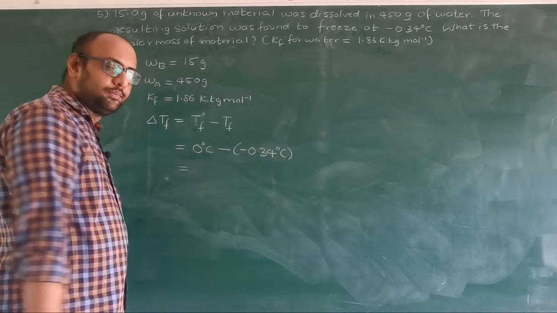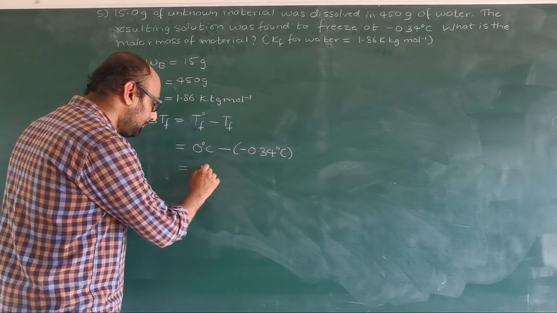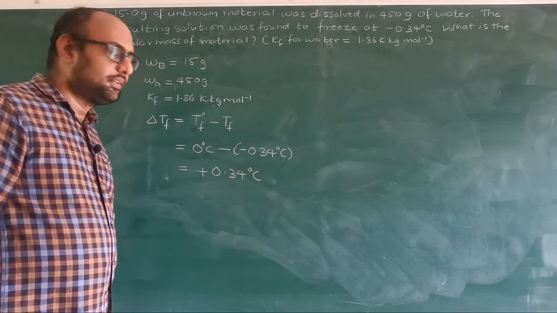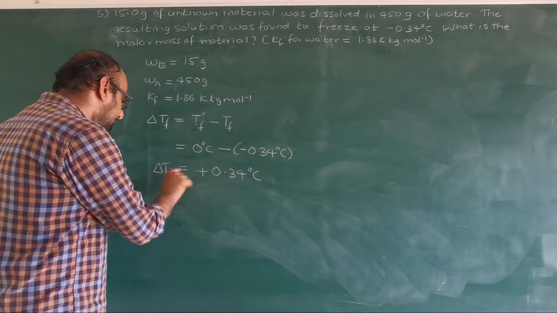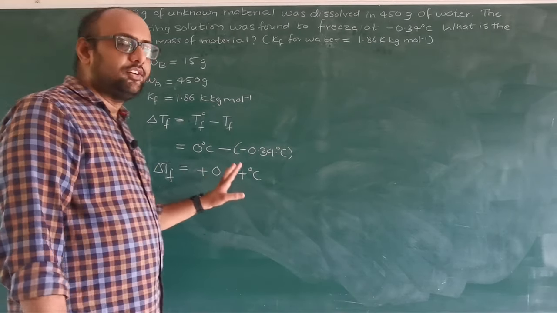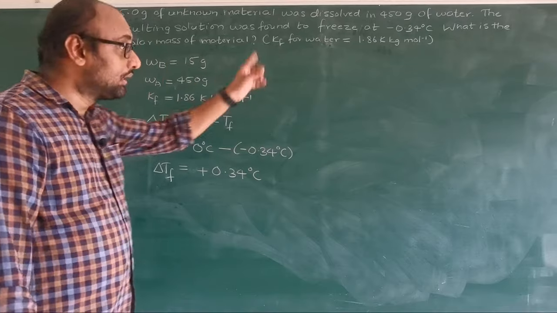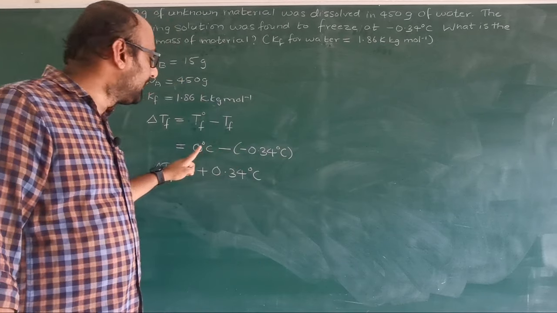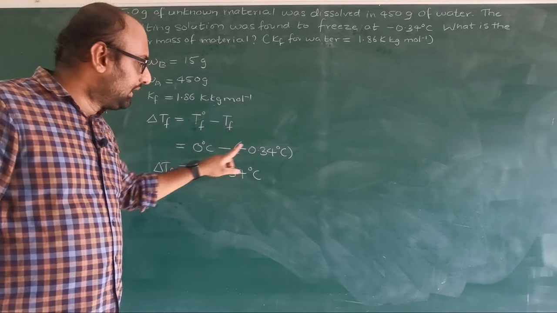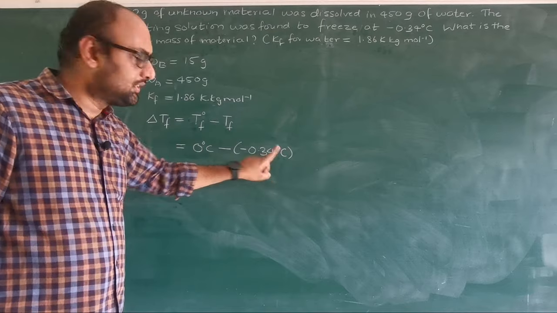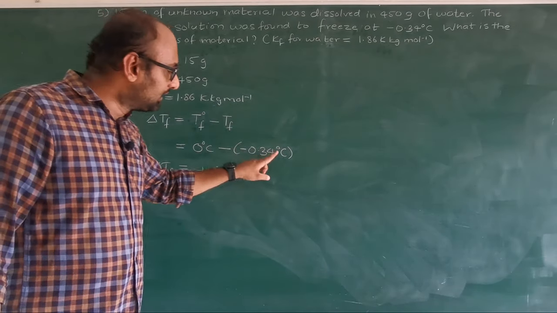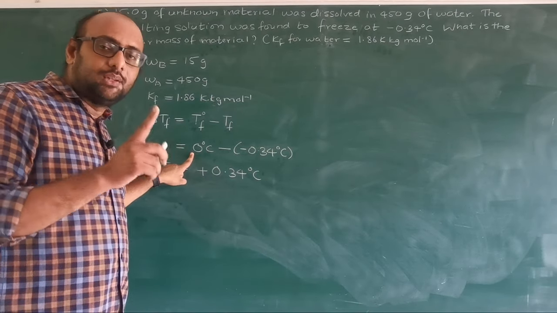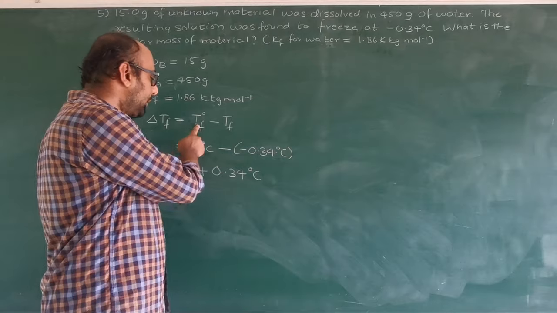This is equal to, now minus and minus, it becomes plus. So this is 0.34 degree Celsius. This is the value of delta Tf, depression in freezing point. So if water is given and if the freezing point of water is not given, then you have to take it as 0 degree Celsius. If the other temperature is given in Celsius, you take it 0 degree Celsius. If the other temperature, it is given in Kelvin, then you take 273 Kelvin. Okay, so this is the freezing point of water.